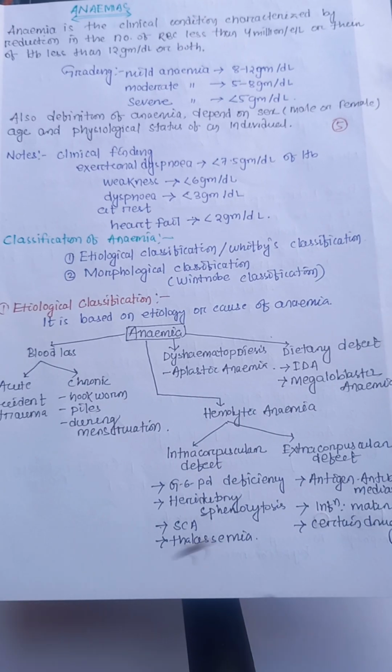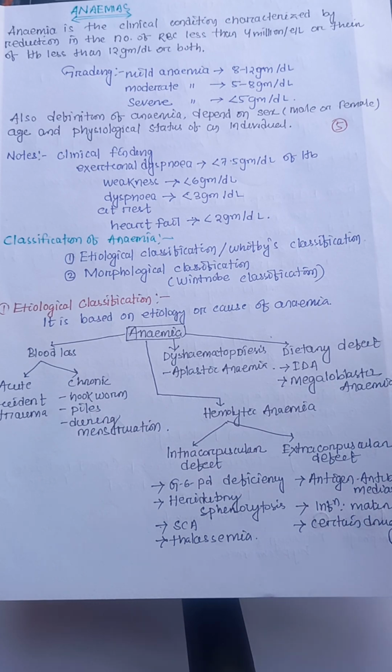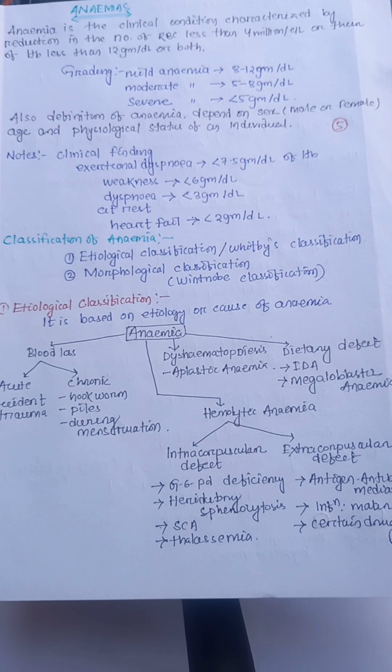Let's see the next one, that is anemia, one of the important long questions for university examinations, and frequently asked. And for anemia, the clinical condition is characterized by a reduction in the number of RBC to less than 4 million per microliter, or hemoglobin less than 12 gram per deciliter, or both. This is the definition of anemia given by the ICMR.